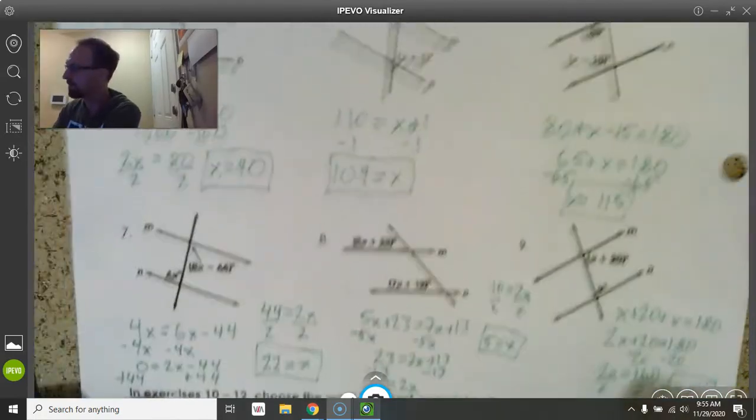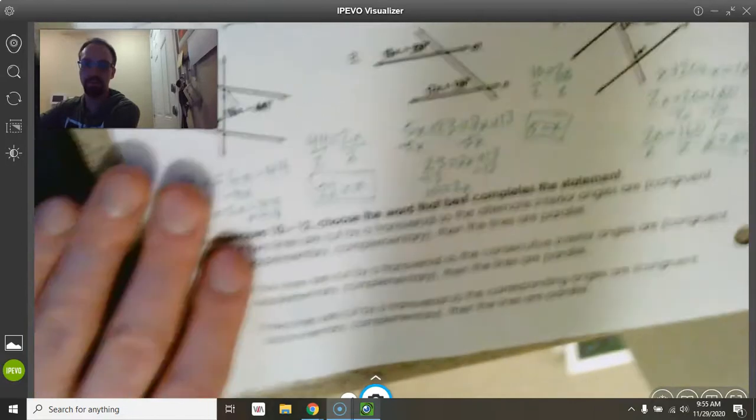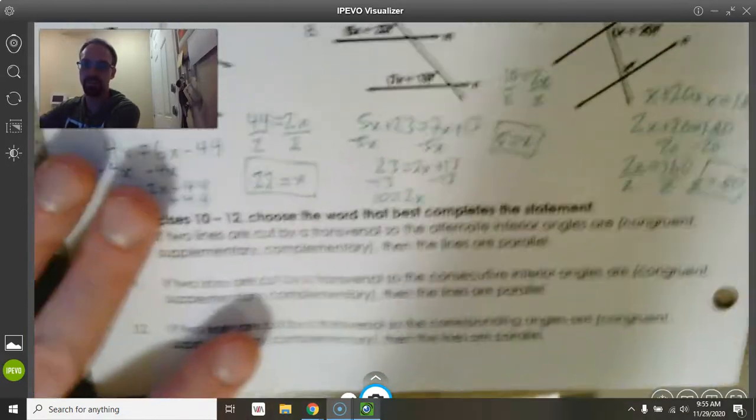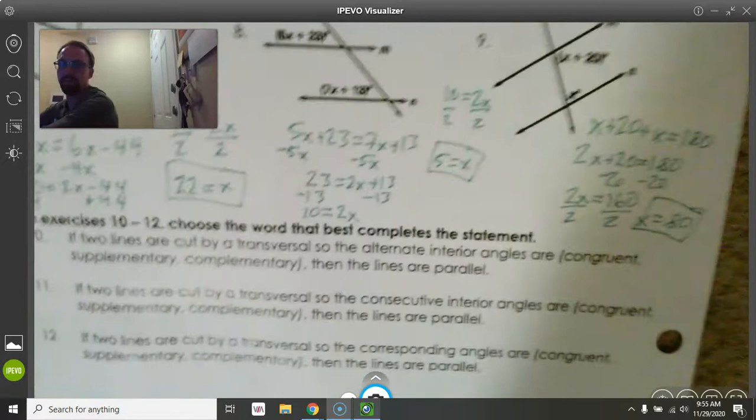Sorry, I kind of cut through that x there. For these last ones here, we're just trying to complete the statement. Sorry, I'm trying to fix my camera too.